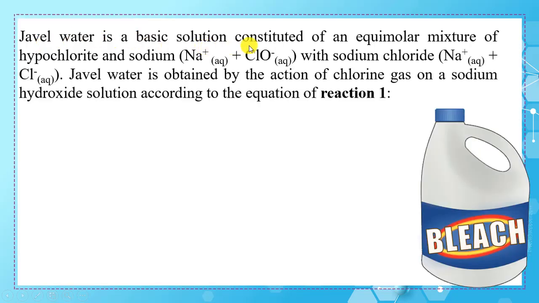Javel water is a basic solution constituted of an equimolar mixture of hypochlorite, Na+ and ClO-, with sodium chloride, which is Na+ and Cl-. Javel water is obtained by the action of chlorine gas on sodium hydroxide solution according to the equation of reaction 1. So reaction 1 is the reaction of preparation of Javel water.